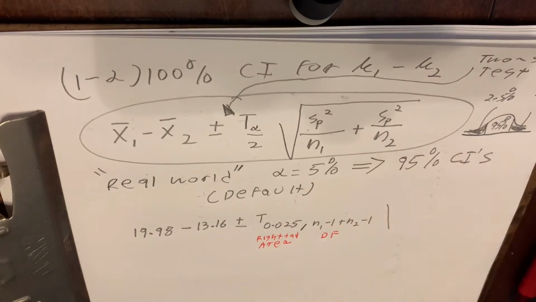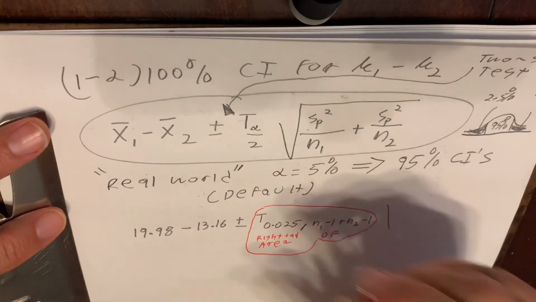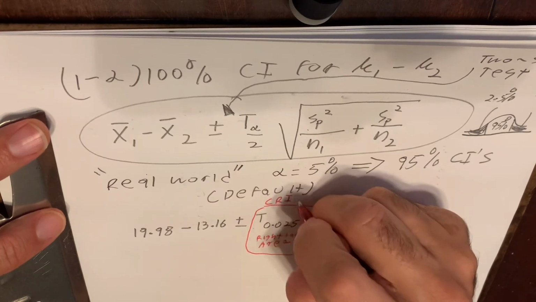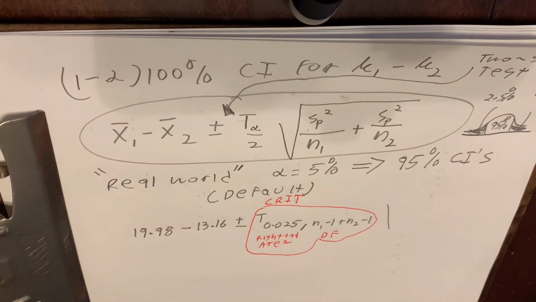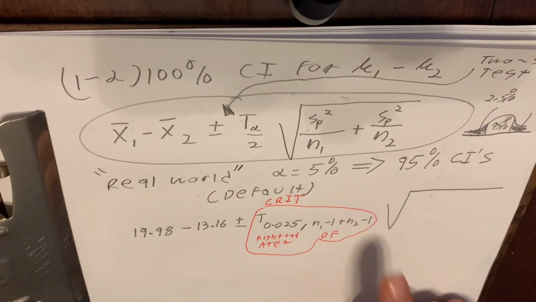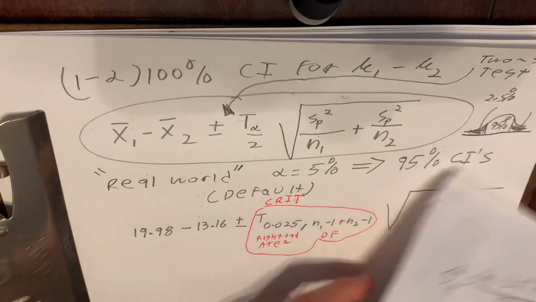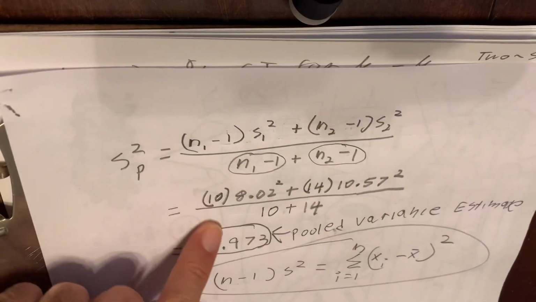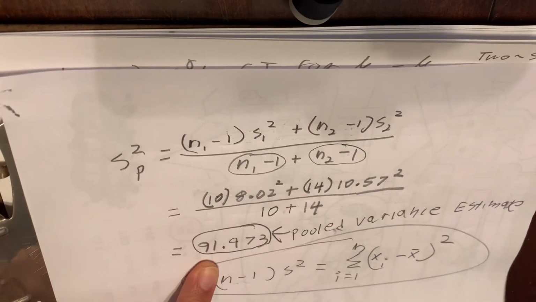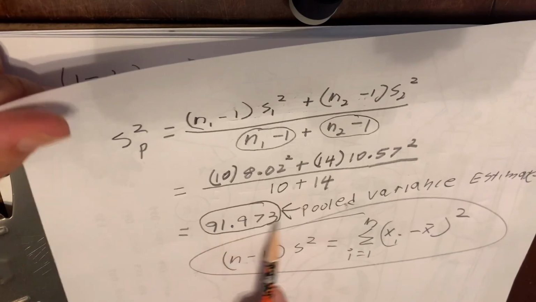Now this whole thing is called a critical value. This is one symbol that represents a critical value. And I'm just going to call it a crit for the critical value. But this is one single symbol that we're going to look up in the table. And we're going to multiply this by the square root. And we put this over here already. Now, the pooled variance estimate we already got. And we saw that if we put this into the calculator, which is a video in itself, which I already did, which is up for you guys, what we get for the pooled variance estimate is 91.973.